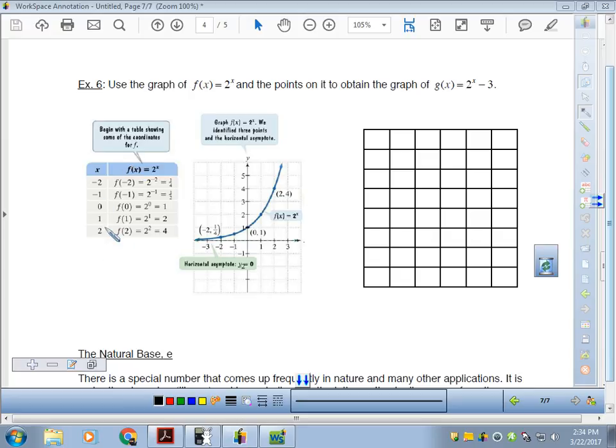And once again, they were really nice and gave us a table of points for it. So we didn't have to make it ourselves. Now in this function, we have a transformation, a minus 3. This minus 3 is not in the exponent. Since it's not in the exponent, it affects the y. So in this case, our x's are going to stay the same, but for our y's, we are going to take away 3. So our x's are still going to be negative 2, negative 1, 0, 1, and 2. For our y's, though, we're going to take away 3.